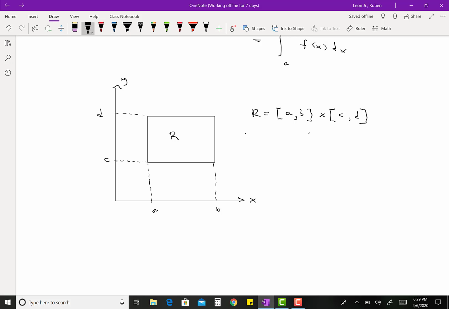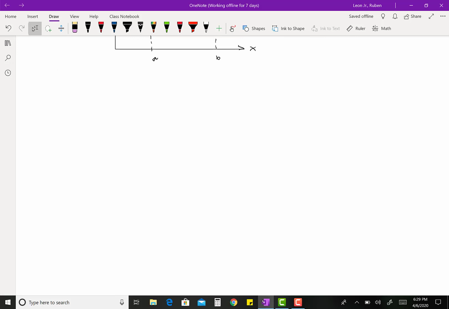Okay, so on to our problem, on to our definition of the double integral. In the Calc 1 version of the integral, we were looking at a continuous non-negative function. We're doing the same thing here. Suppose we're given a continuous non-negative function, z equals f of x, y.